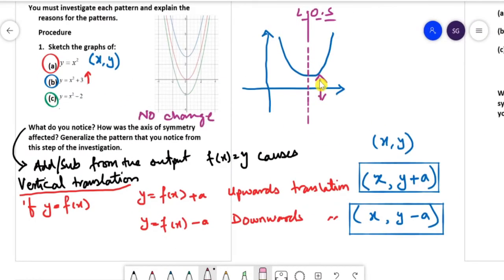Generalize the pattern that you notice from this step in the investigation. This is what we are expected to generalize, and we have already done that. Let's move on to the next part.